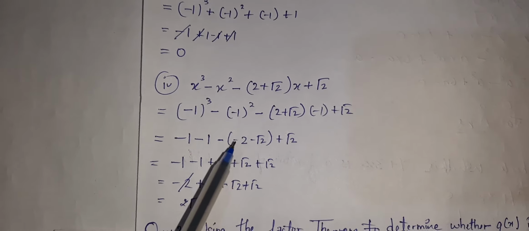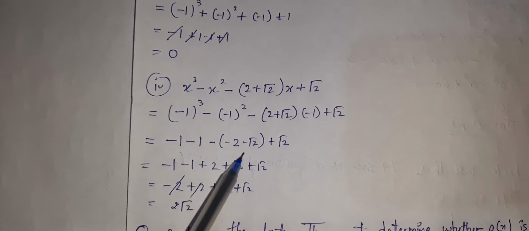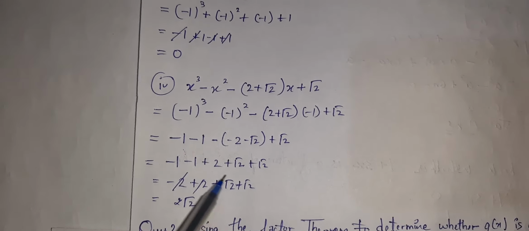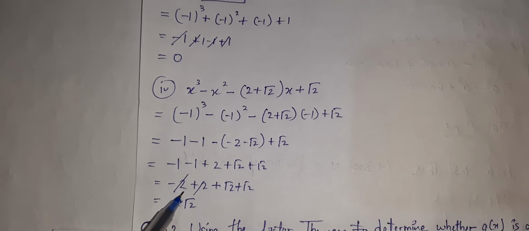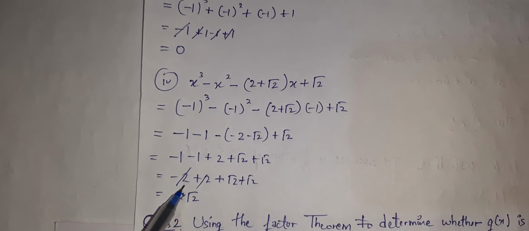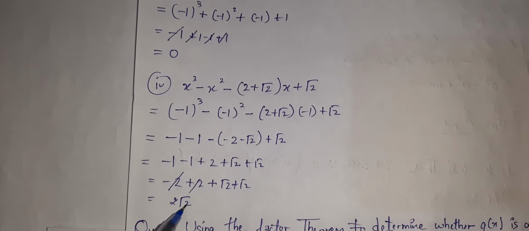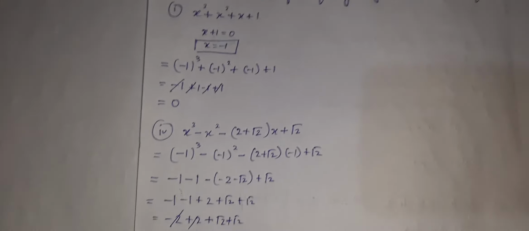Now this minus sign will go inside. Minus minus plus 2. Minus minus plus under root 2. Minus 1 minus 2. This minus 2 and plus 2 are cancelled out. Under root 2 plus under root 2, 2 under root 2. Got it?